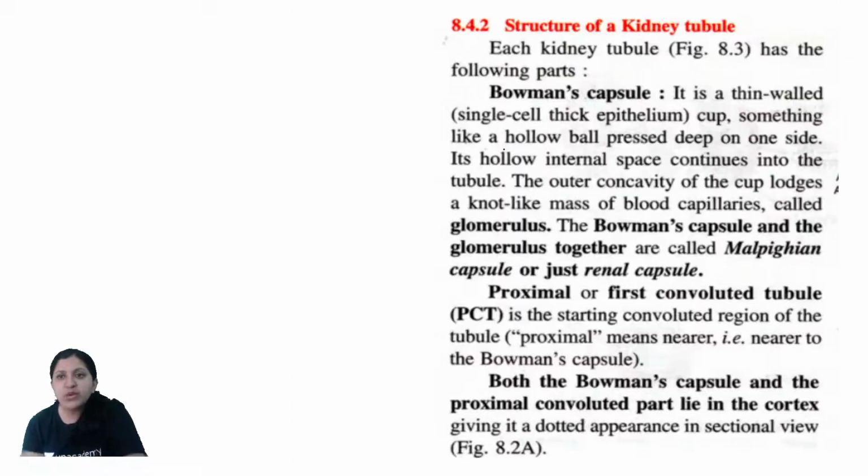Now the structure of a kidney tubule: each kidney tubule has the following parts. First, Bowman's capsule. We will just draw this one and then see. I'll draw the structure of this Bowman's capsule now. Here is the diagram. This is a Bowman's capsule, with a somewhat cup-like appearance.